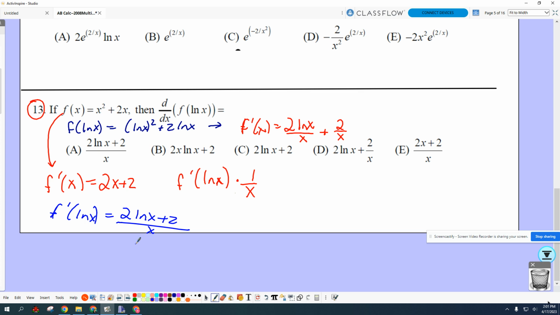So which one is it? A? Okay. Honestly, that's my problem. I can't pick the right one out of the lineup. I get them right, and I don't pick them.